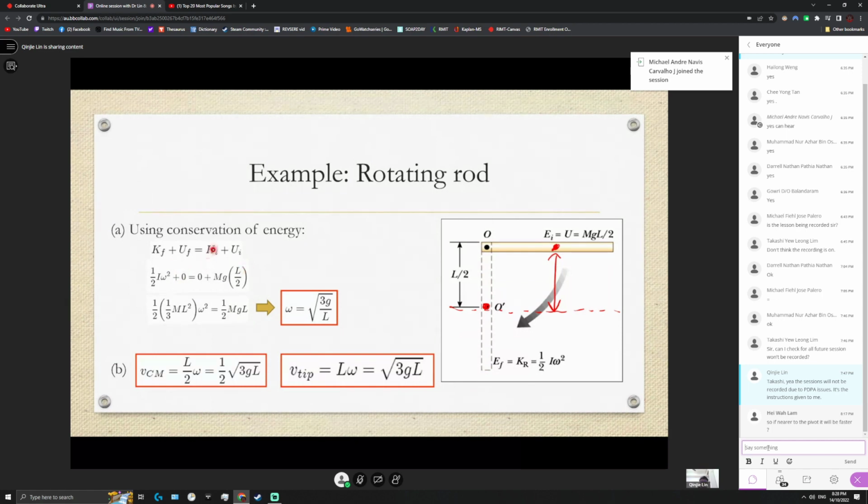Then the other side, initial kinetic energy: it's not moving, right? So it's 0. How about the initial potential energy? Initial potential energy is from this height moving until this height. So if we set this at 0, this one will be our mgh. Then the h is your L over 2, right? That's why it's given here. So from here, just go and solve for your omega. That will be our angular speed.